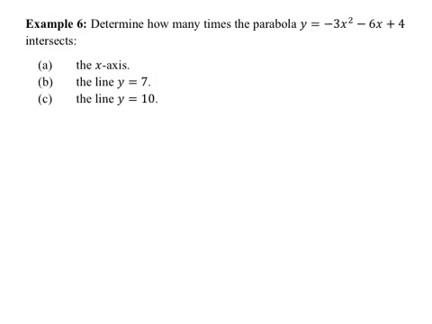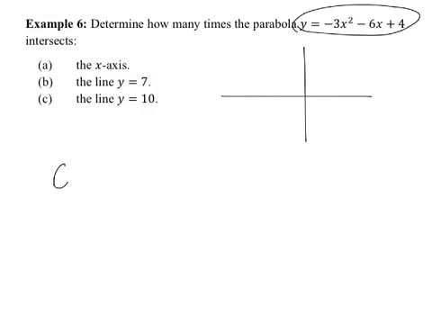Example 6 says, determine how many times the parabola y equals negative 3x squared minus 6x plus 4 intersects the following. How many times does it intersect the x-axis, or the line y equals 7, or the line y equals 10? So how do we find out how many times it intersects the x-axis? It's saying how many roots are there. And we know how many roots there are, whether there's 1 repeated root, 2 real roots, or 0 roots at all, based on the discriminant. So let's find out what the discriminant of this is when we set y equal to 0.